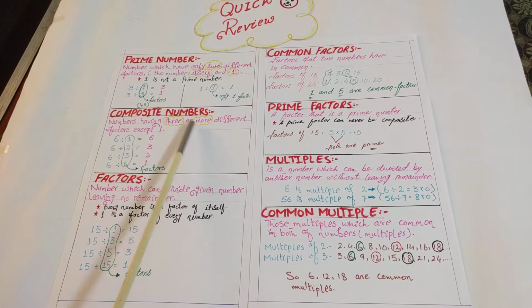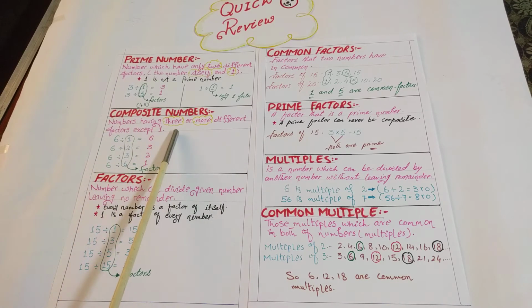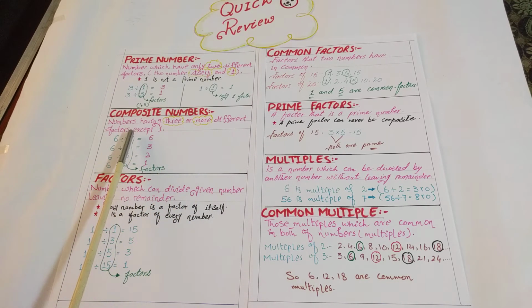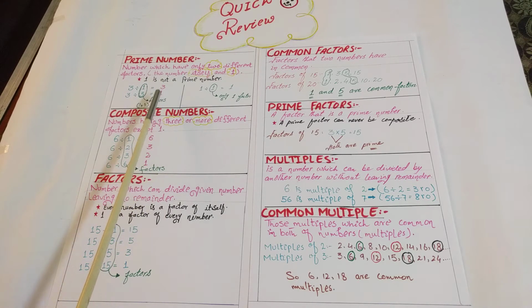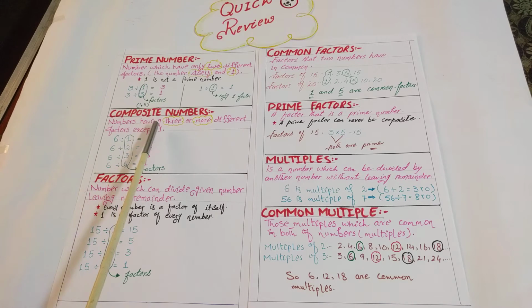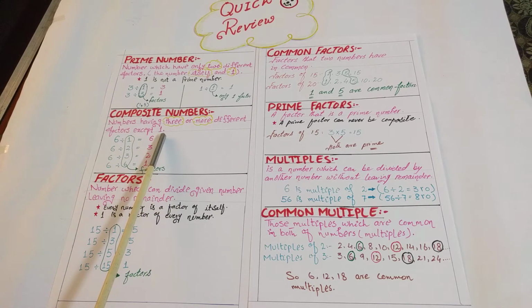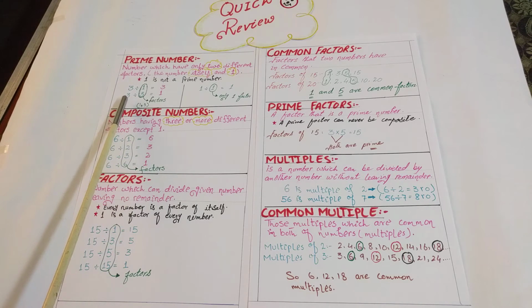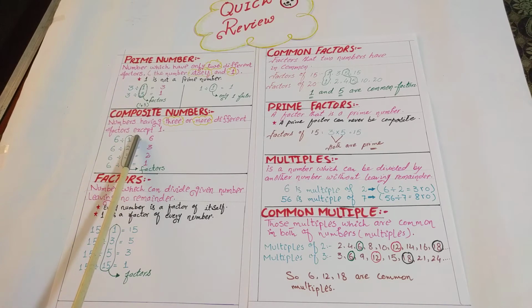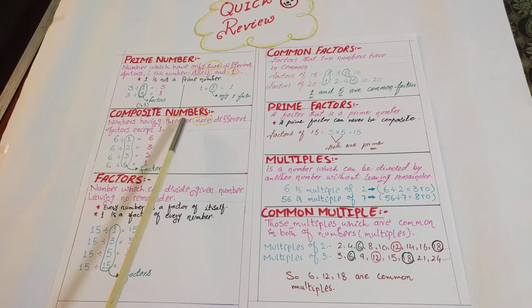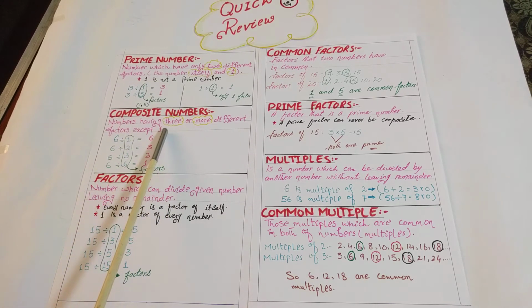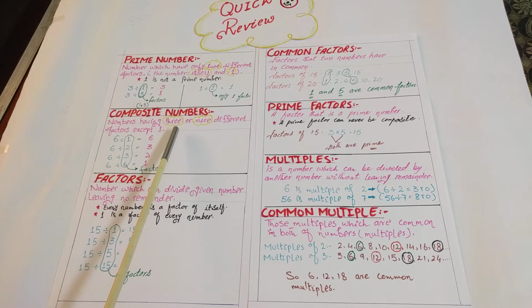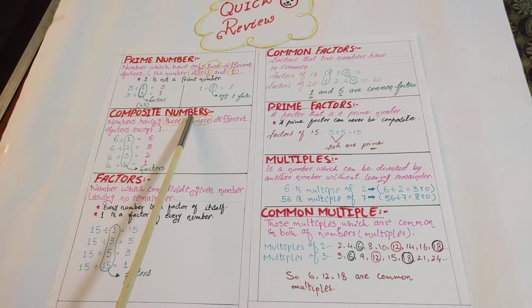Composite numbers: numbers having 3 or more different factors, including 1 and itself. This is the opposite of prime numbers. Like in prime numbers there were only 2 different factors, but in a composite number there are 3 or more different factors, then that number is called a composite number.